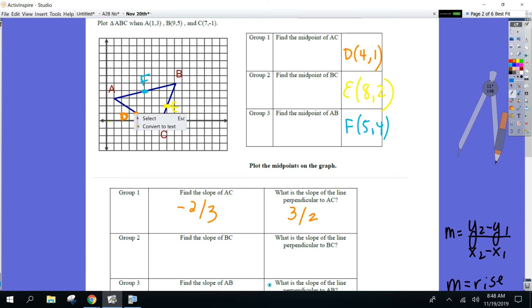Up, over, tell me direction here. Up, 1, 2, 3. What do you mean by over? To the right 2. So everybody, up, 1, 2, 3, to the right 2. Line up your straight edge and graph that line in, please. Going through point D.